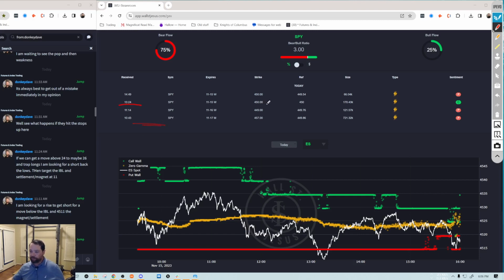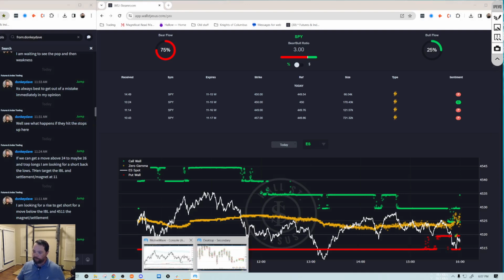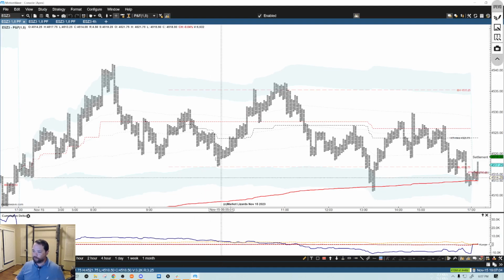So we see 1324, we have the 450 strike, executed 450 calls. So we know they were selling those calls. So as we started coming up into this level, they were selling the 450 calls in the money. They were looking for a move down. So we'll see what happens if they hit the stops. Let me go back to my charts here and show y'all what we were looking for as this was setting up.